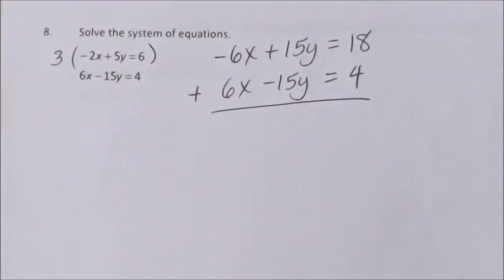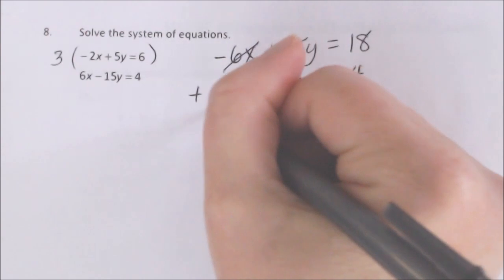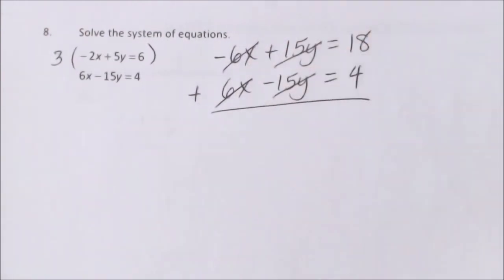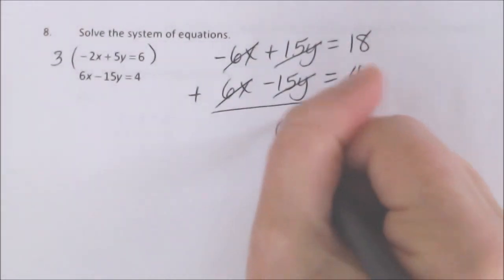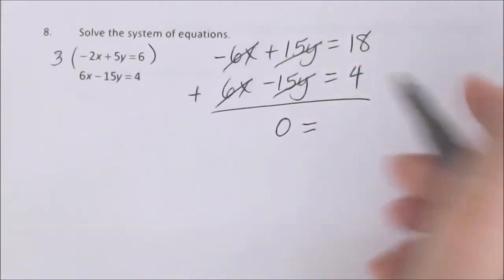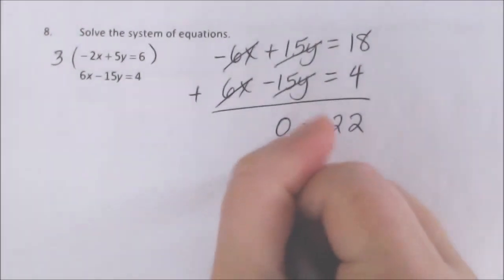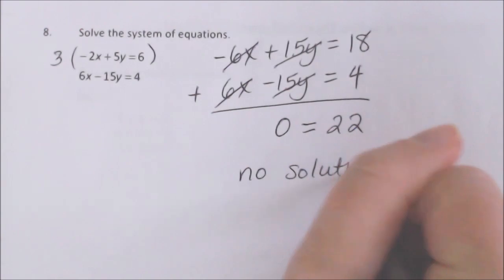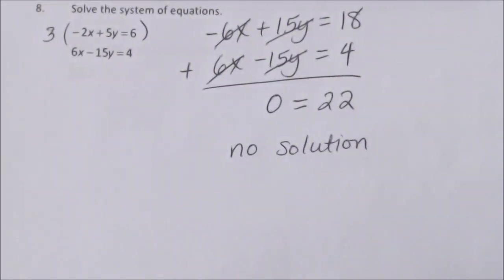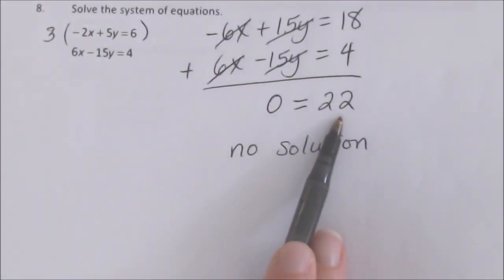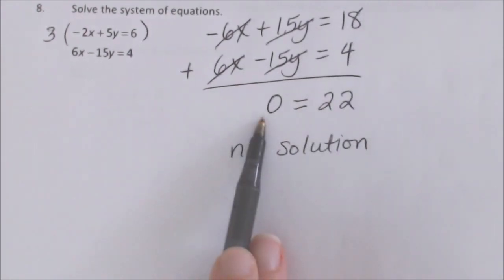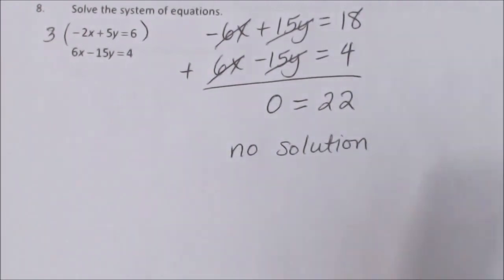Notice something kind of strange happens here. The x's are going to cancel out, and the y's are going to cancel out. So what that means is we've got 0 on the left side equals 18 plus 4, which is 22. Now let's think about that. Does that make any sense? Does 0 equal 22? No, that's a nonsense statement. So this is going to be your no solution case. When both of the variables cancel out and you have some other number on the other side that's not equal to 0, that's your no solution case.